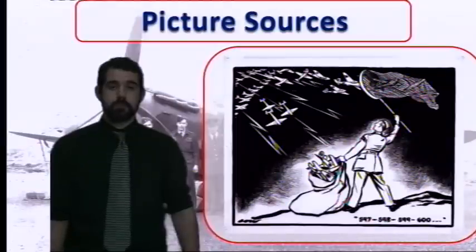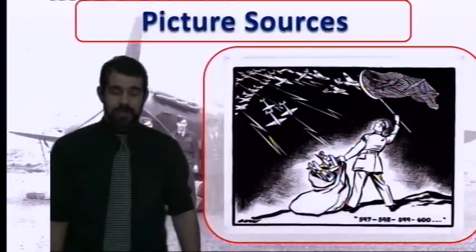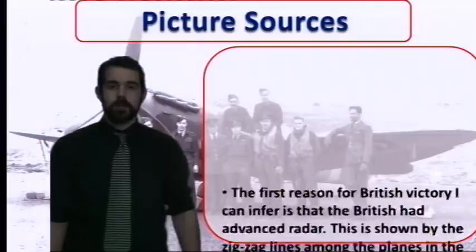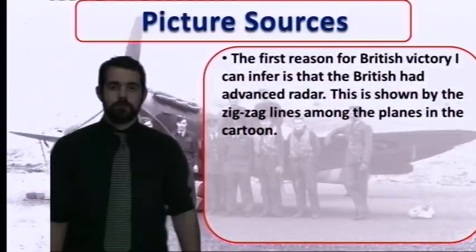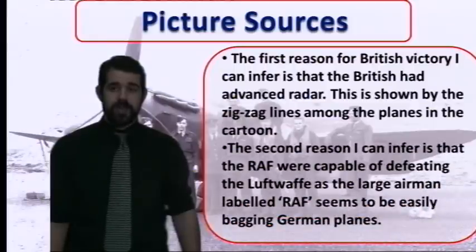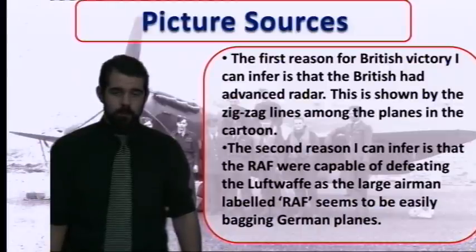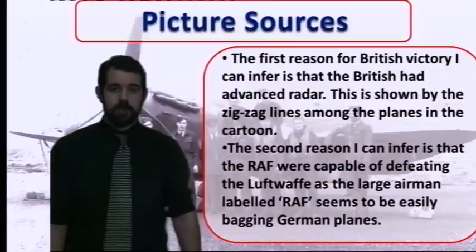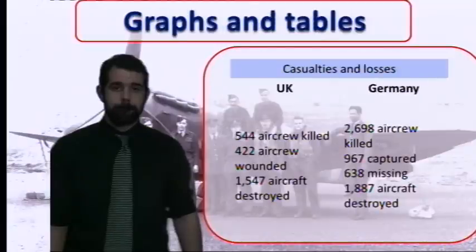With picture sources, we obviously can't use quotations unless it's a cartoon with something written on, so I refer to detail in the sources. This first reason for British victory that you can infer from that source is Britain had advanced radar shown by the zigzag lines. The second reason is because the RAF was capable of defeating the Luftwaffe. You might develop that, mention the planes in use perhaps, but what I'm looking for is the evidence. The large airman labelled RAF is banging the German planes, clear sign the RAF is superior.